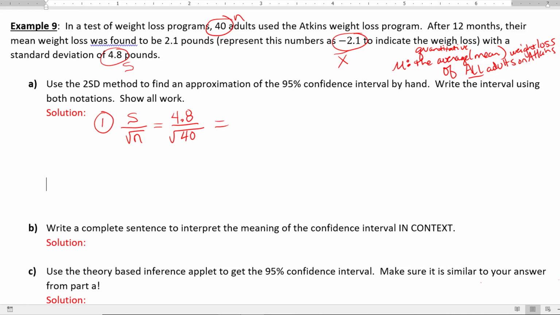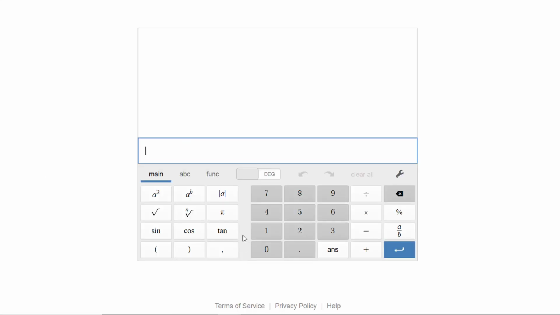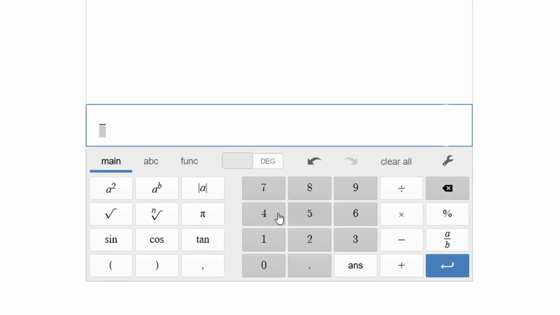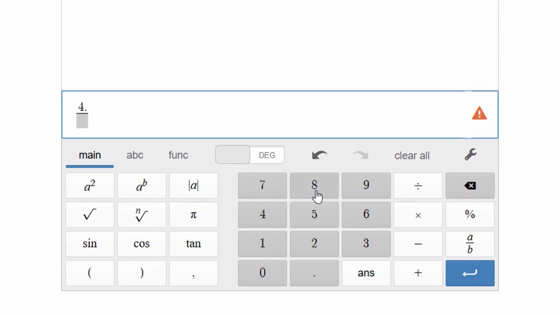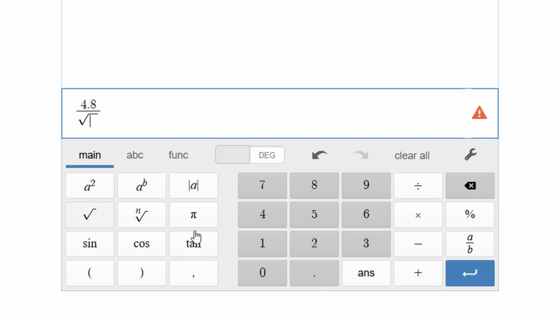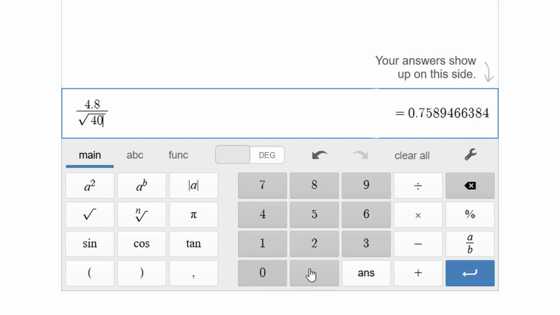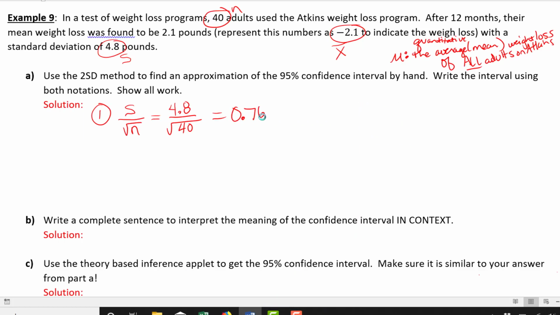Again, we could pop that right in the calculator. So I'm going to go straight to Desmos. I hit the fraction button, 4.8 in the numerator. Go down to the denominator and hit square root of 40. And it says it's about 0.7589. For simplicity, let's go ahead and round that to 0.76. So our estimate of the standard error is 0.76, the standard deviation of the distribution of sample statistics.